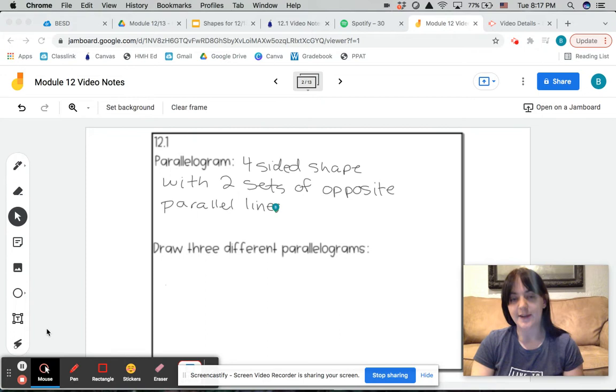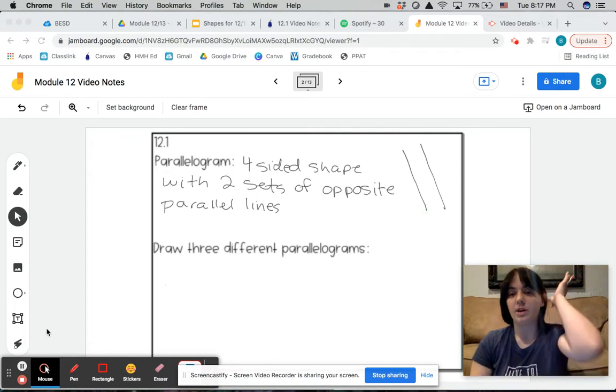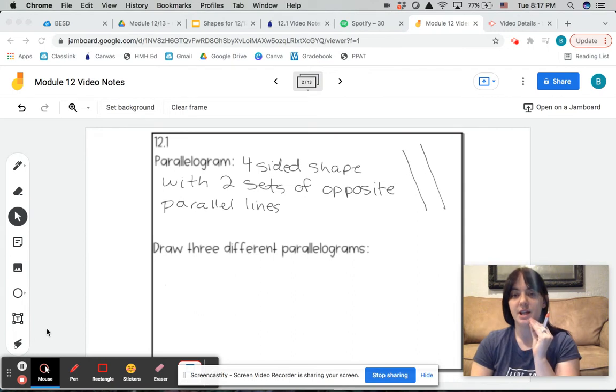Okay. And remember, parallel lines are two lines that are next to each other that if you keep going forever and ever and ever, they will never touch. They are exactly side by side and they will never cross each other. So a parallelogram is a four-sided shape with two sets of opposite parallel lines.